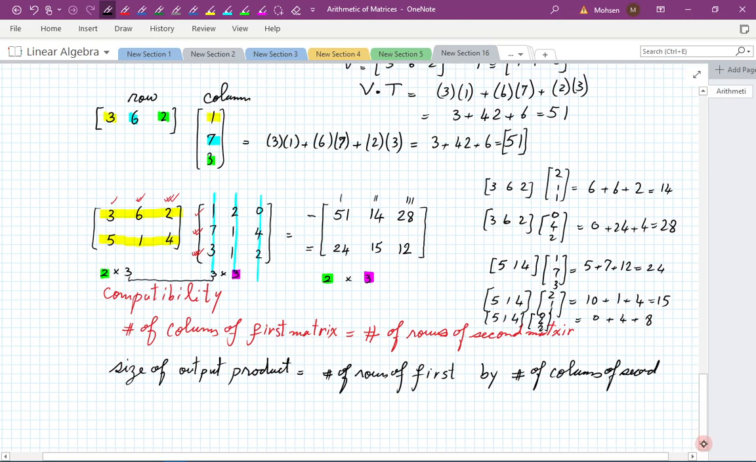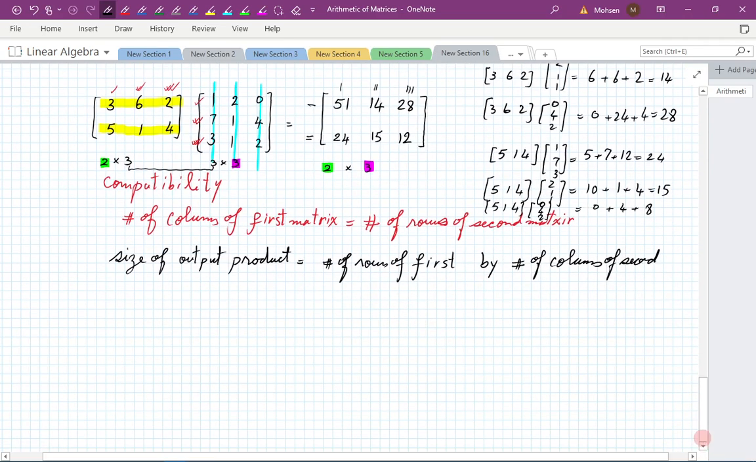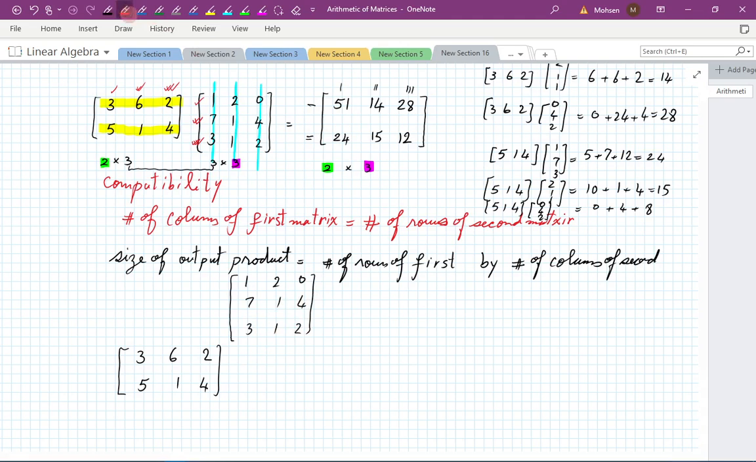So sometimes to remember where we put everything and what it means for us to be compatible and so on, we might write this thing as a matter of just learning the stuff, but no book actually writes it like this. 362 514. I put the second matrix up here, 1 2 0 7 1 4 3 1 2. Okay, why did I write this? Just to pay attention to the following.